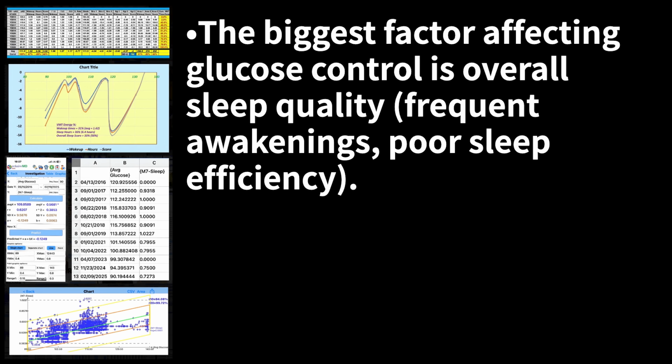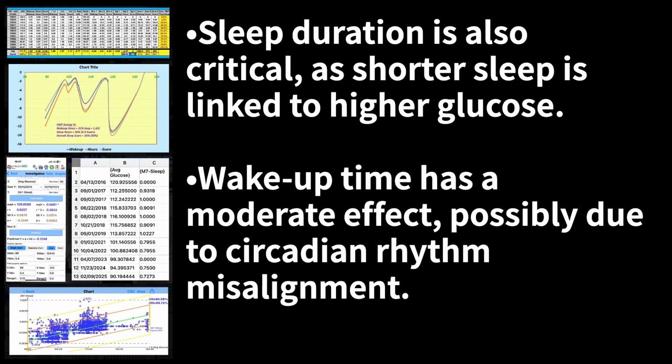Conclusion: the biggest factor affecting glucose control is overall sleep quality. Frequent awakenings, poor sleep efficiency. Sleep duration is also critical, as shorter sleep is linked to higher glucose. Wake-up time has a moderate effect, possibly due to circadian rhythm misalignment.